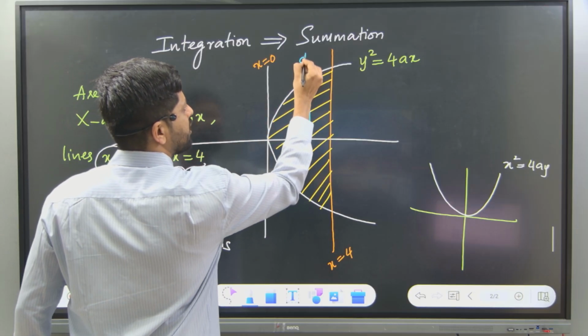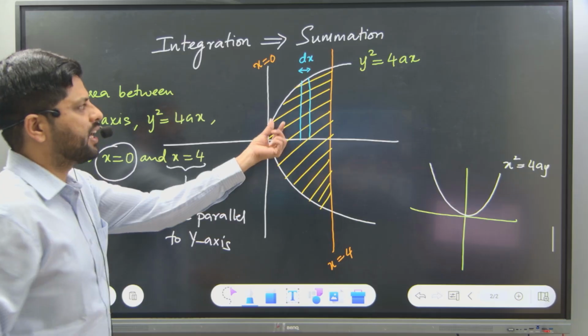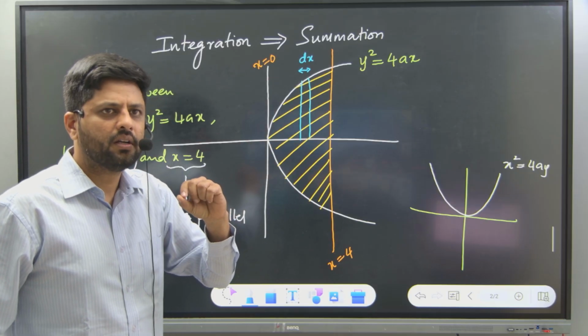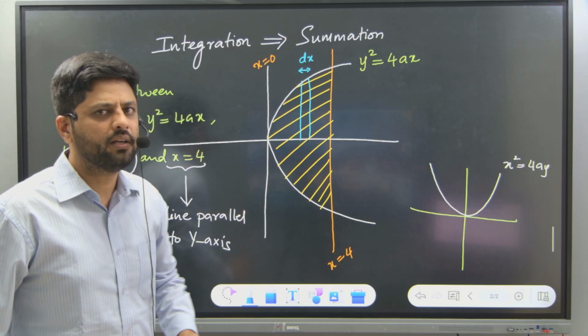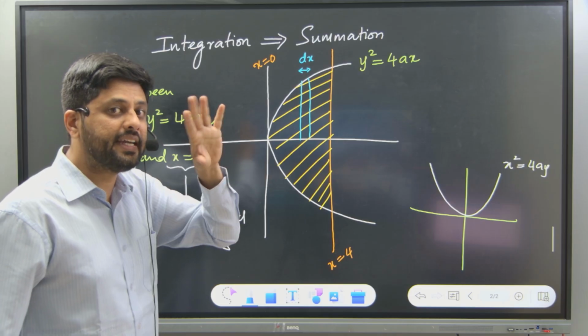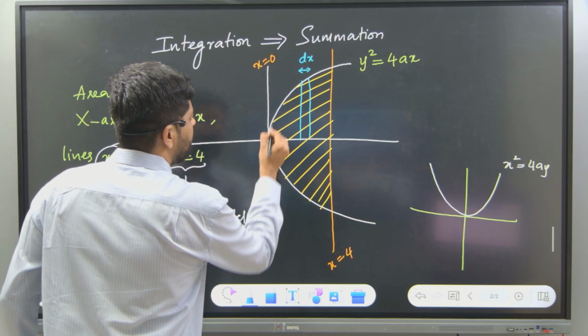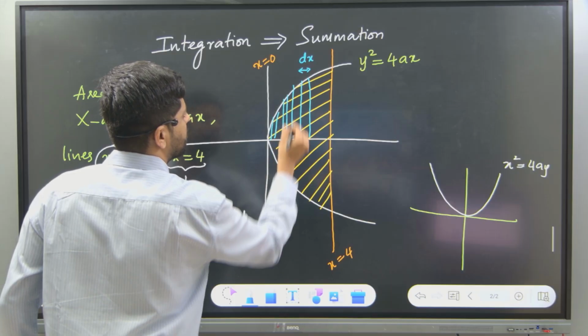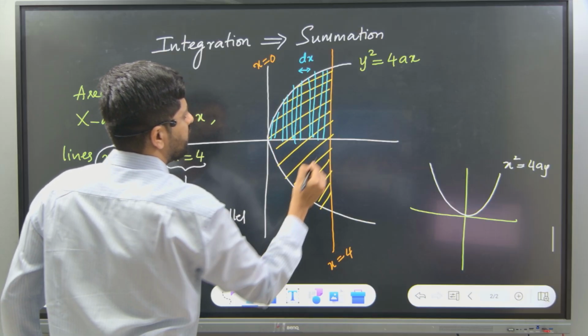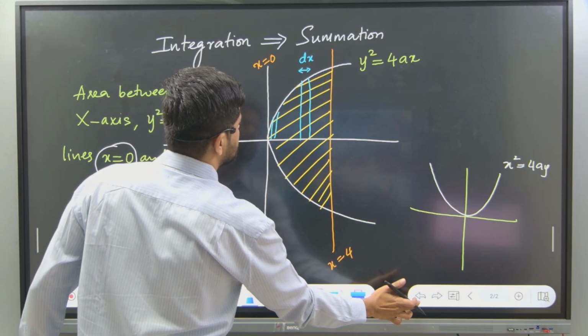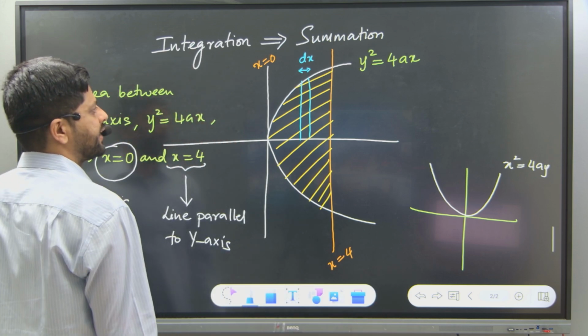It will be dx, because along the x direction I have a very small thickness. So what are we actually doing? We have so many small rectangles like this, very small rectangles.